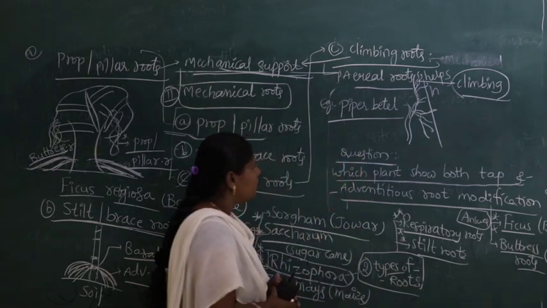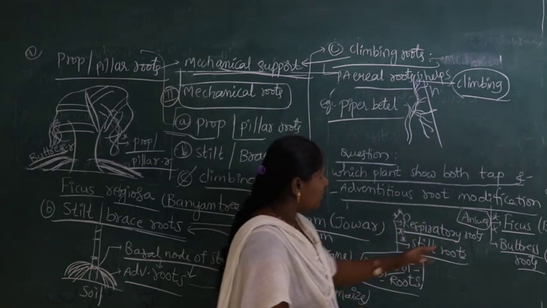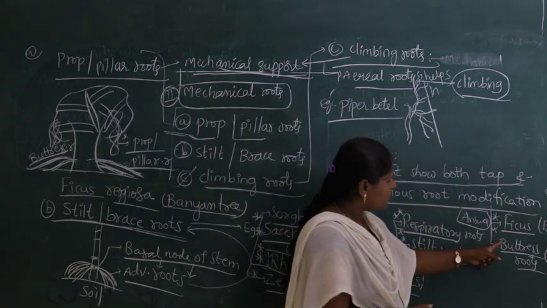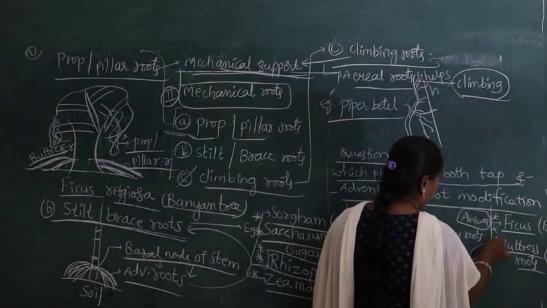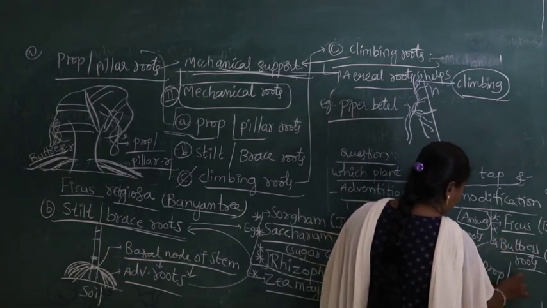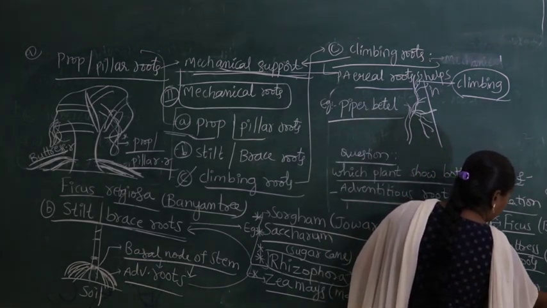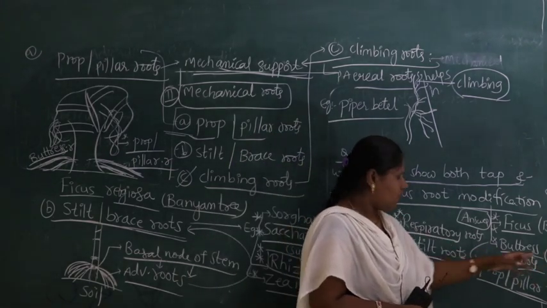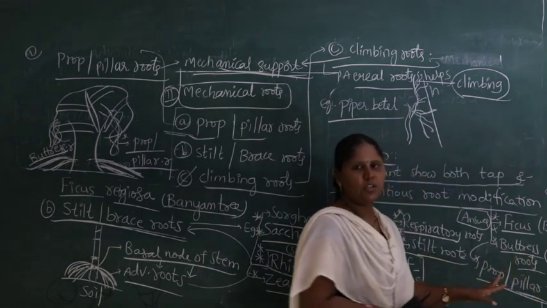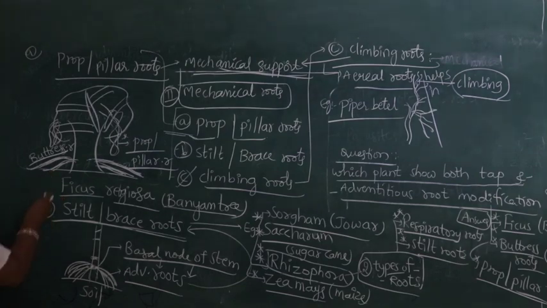What is the question I said? Which plant shows both tap and adventitious root modification? Then what is the answer? The answer is Ficus. Why Ficus? It shows buttress roots, which are a modification of tap root. And what is the other one? It shows what are called prop roots or pillar roots. This is a modification of adventitious roots. So buttress root is a tap root modification, and prop root, pillar root is an adventitious root modification. This is an expected question on Ficus. Ficus is very important.